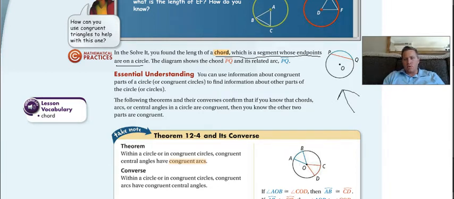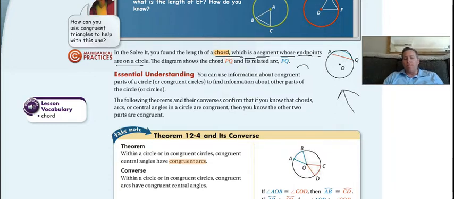This is a chord from P to Q. And again, we just label it like PQ. And it also relates to the arc that we have right here. So a chord is a segment whose endpoints are on the arc. And remember, the arc right here is arc PQ. Remember when we label an arc, we have that little arc symbol right on top of it.